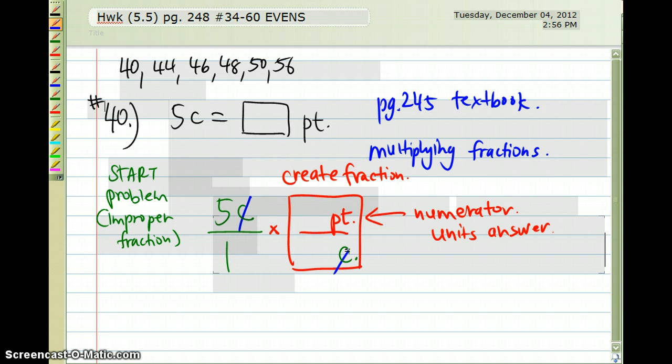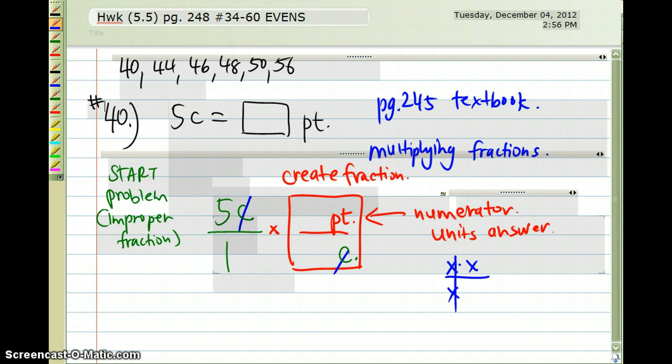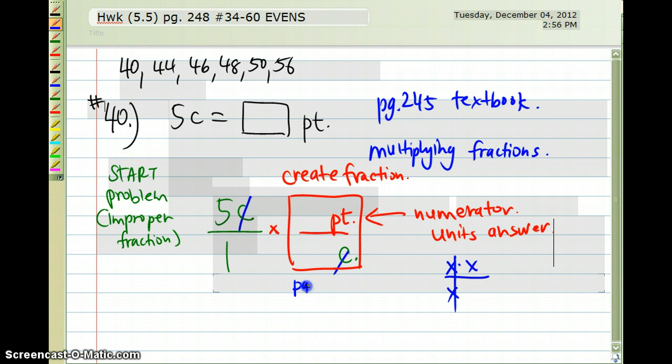It's the same as before when we used to do x times x over x, and we would cancel out the x's because they were the same. I'm just canceling out cups, and I want to cancel out cups because I already know that there's 5 cups, but I'm looking for how many pints there are. So my final answer is just going to have pints. So to create this fraction of pints and cups, I want to look at page 245 and see what the relationship between pints and cups is.